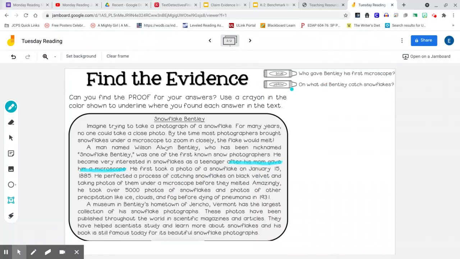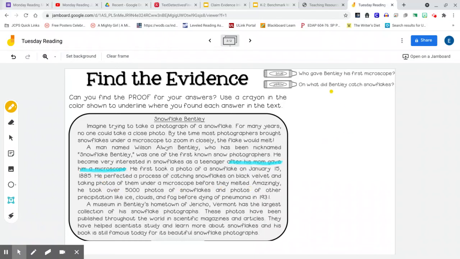All right, our second question, on what did Bentley catch snowflakes? We're going to highlight that with yellow. He first took a photo of a snowflake on January 15, 1885. He perfected a process of catching snowflakes on black velvet and taking photos of them under a microscope before they melted.